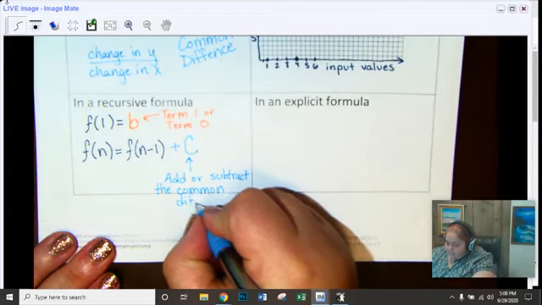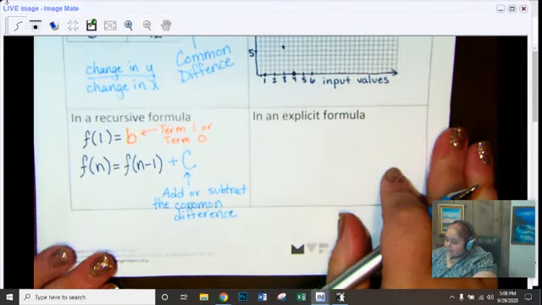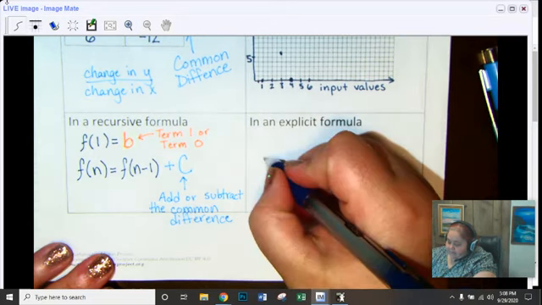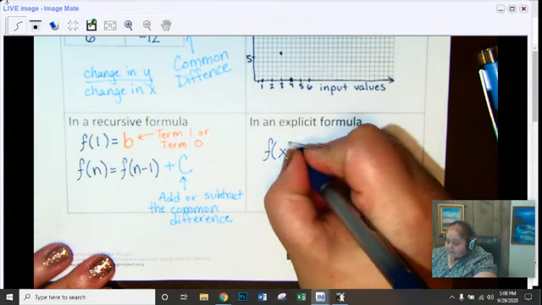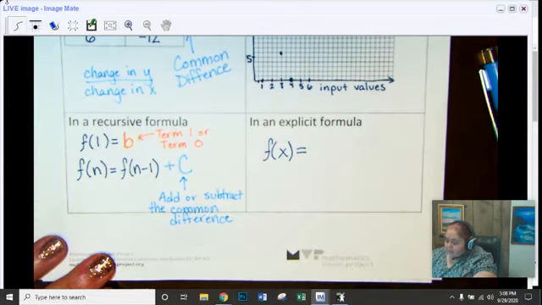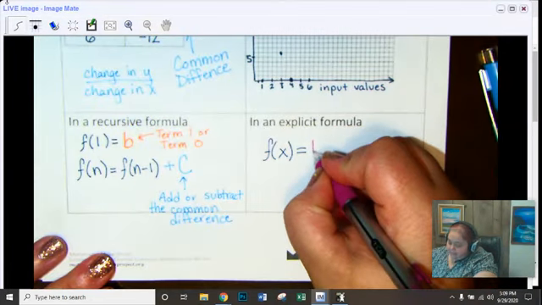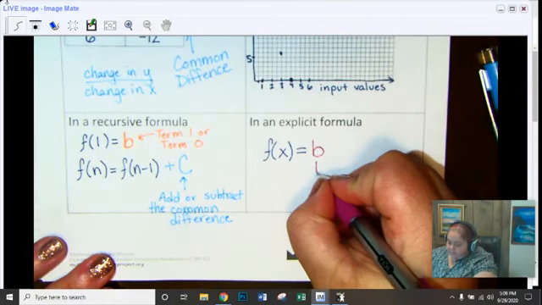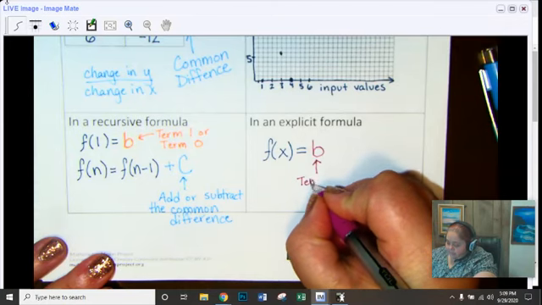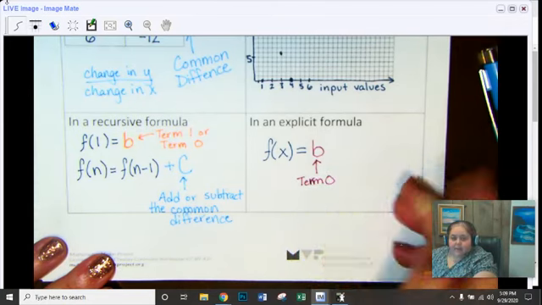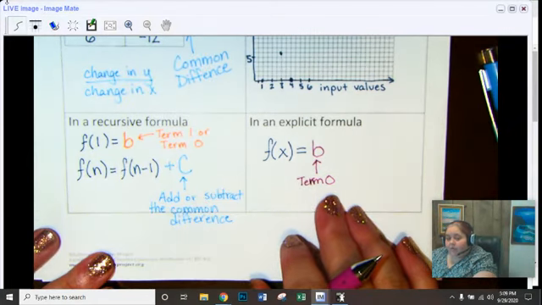Now, in your explicit formula, you're going to have something like f of x. It could still say f of n, that's okay, but I'm going to use x here. So f of x equals your 0 term. Here it does have to be very specific. When we're writing this, this has to be term 0. We don't really have the choice like we did in the recursive formula. We have to go to term 0.